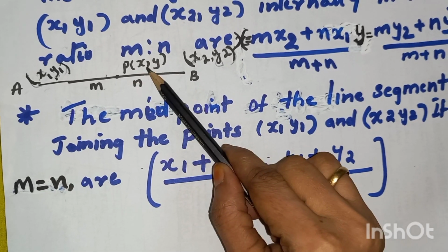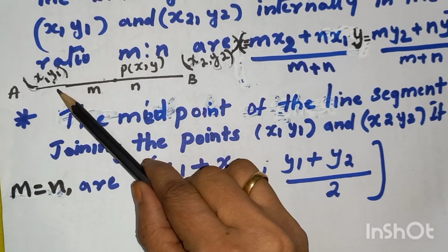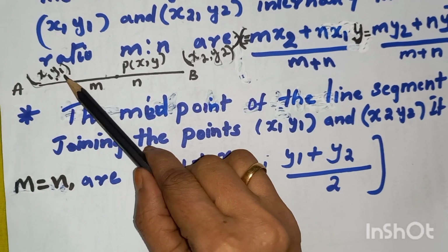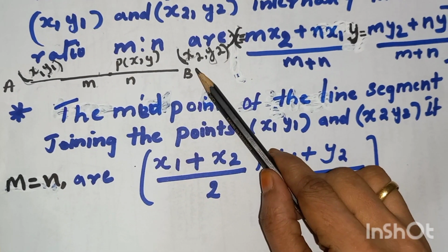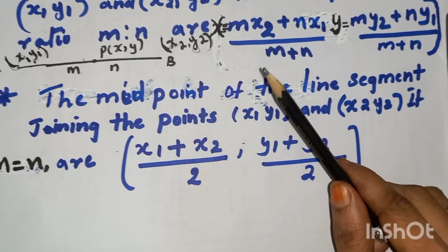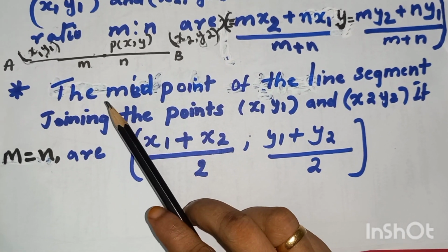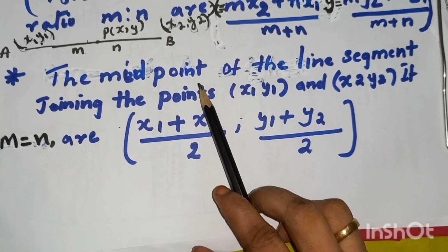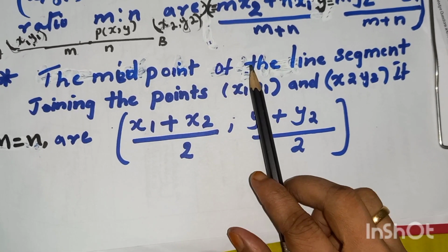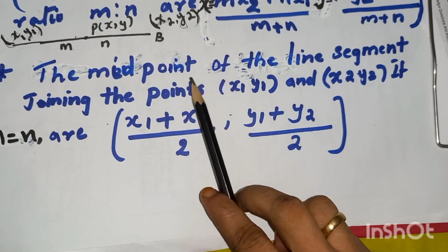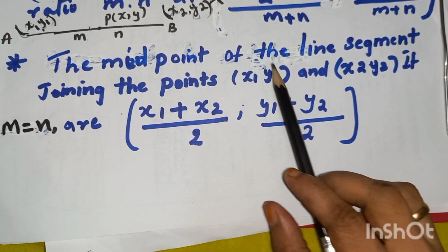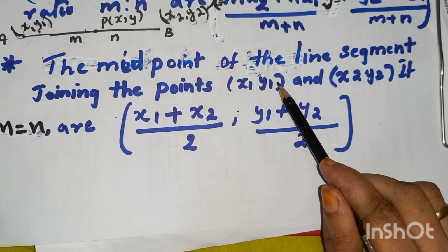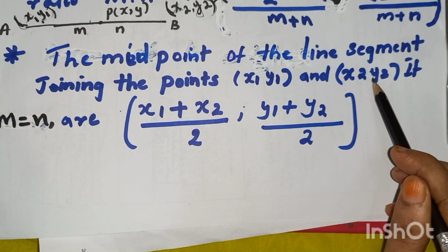The coordinates of P are x, y, and the coordinates of A are x1, y1 and the coordinates of B are x2, y2. Okay, next we have to study the midpoint of the line segment joining the points. How will you find the midpoint of the line segment? The coordinates of the points are x1, y1 and x2, y2.